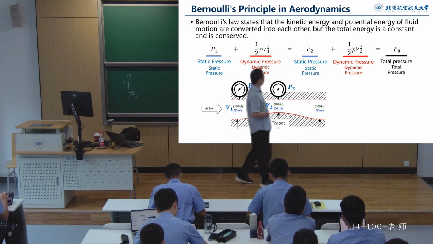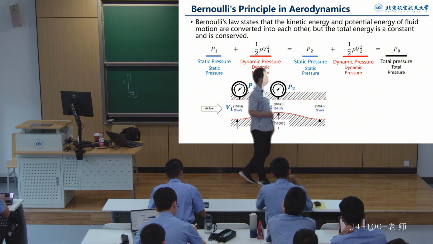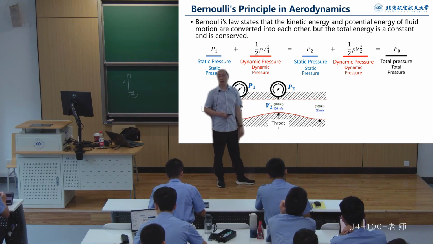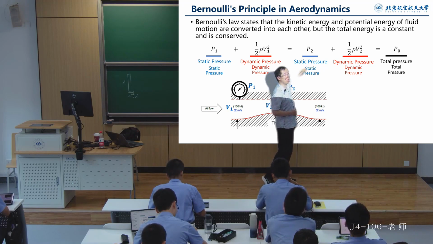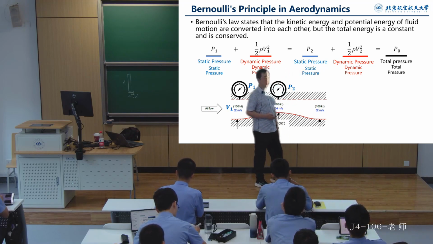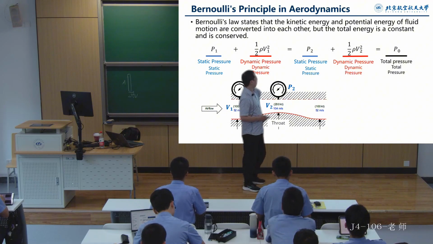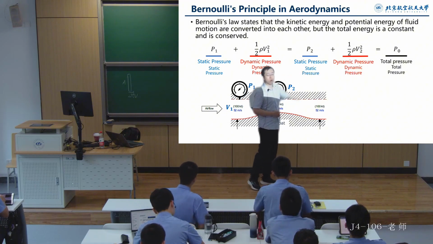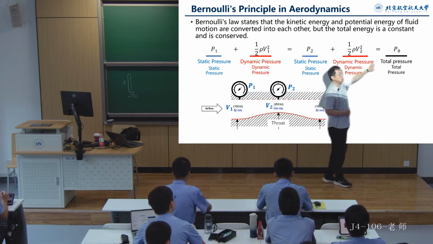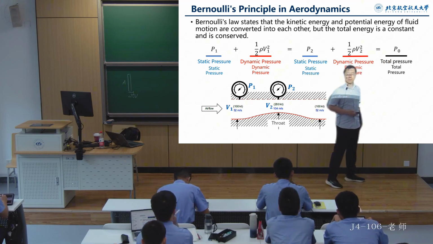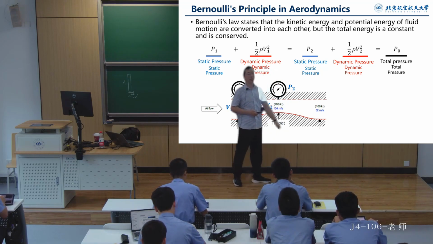And the latter part, one half times the density times the velocity squared, actually represents the kinetic energy of the fluid. However, for convenience, we refer to it as dynamic pressure. Thus, Bernoulli's principle can be described as stating that at every cross-section of the fluid, the sum of static pressure and dynamic pressure is conserved. So, with conservation, what is the final pressure we obtain? We refer to it as total pressure. This is how Bernoulli's principle is expressed in terms of static pressure, dynamic pressure, and total pressure.